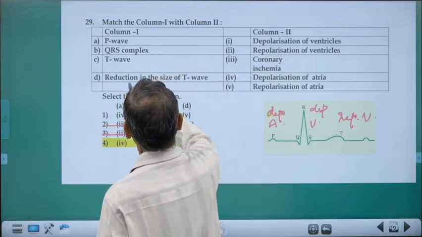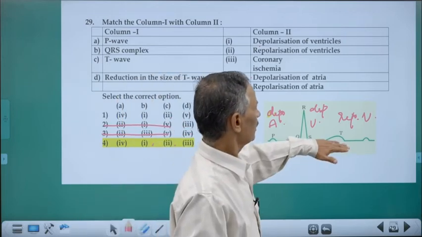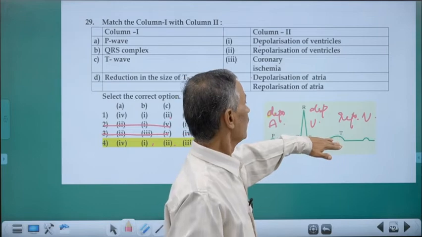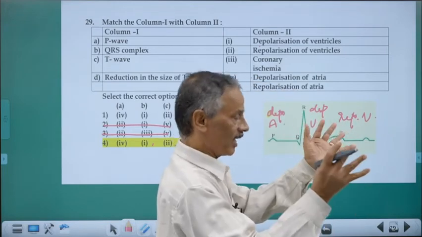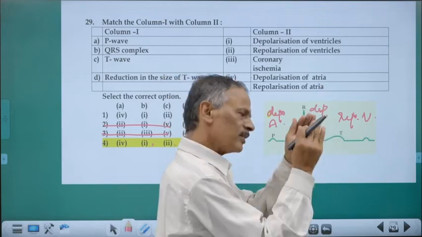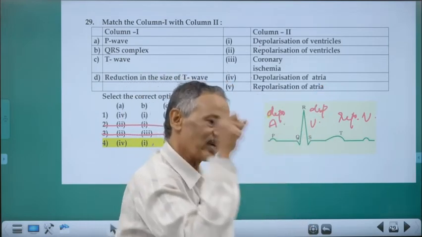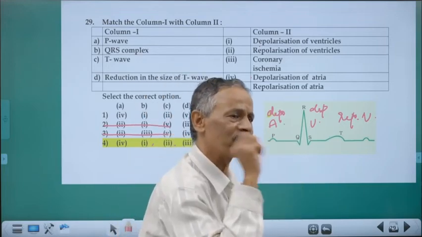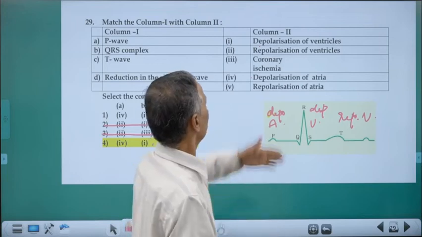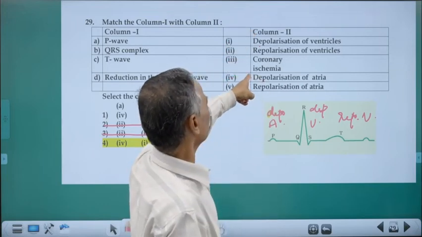And reduction in the size of the T wave. See, what is T wave? T wave is representing the repolarization, the coming back, the dilation of the ventricle. That is reduced, which means there is some problem. It is not effectively pumping. Pumping is reduced. The heart is suffering from some disease. What disease? What is the disease here? You are having coronary ischemia.